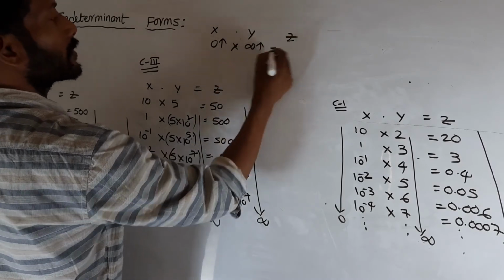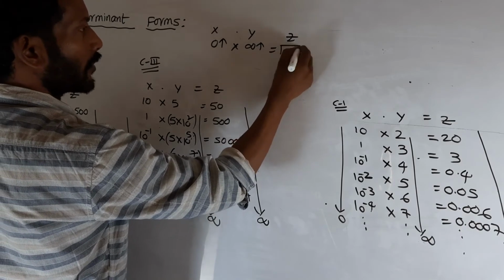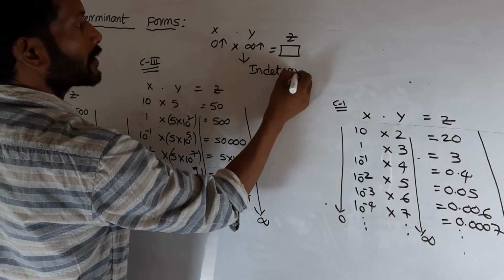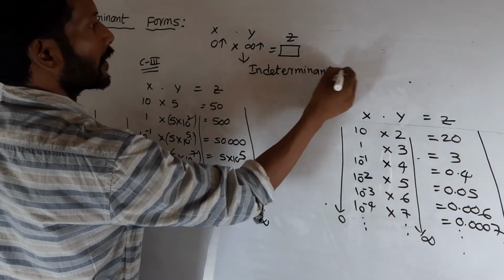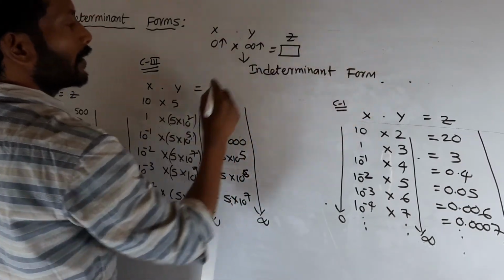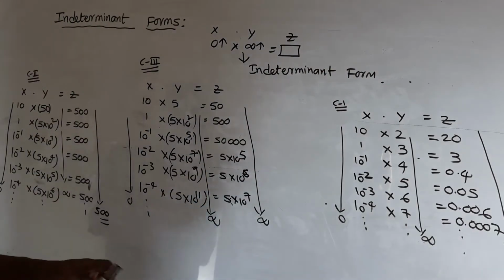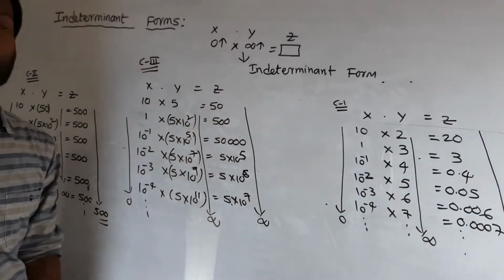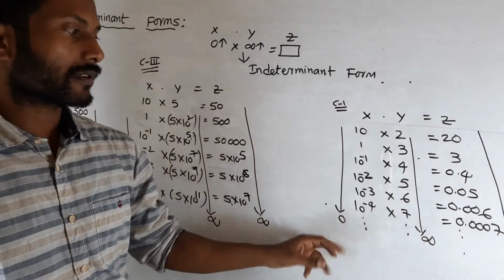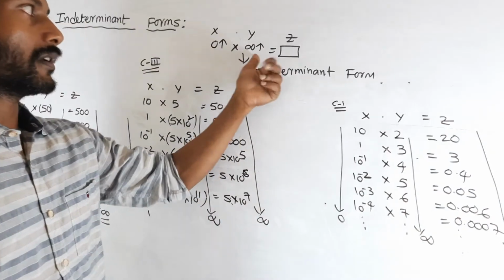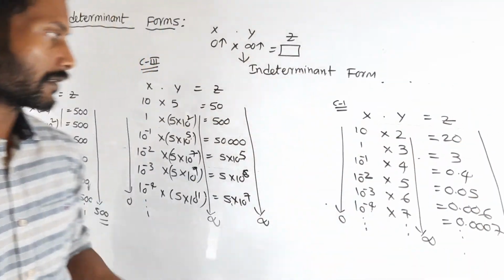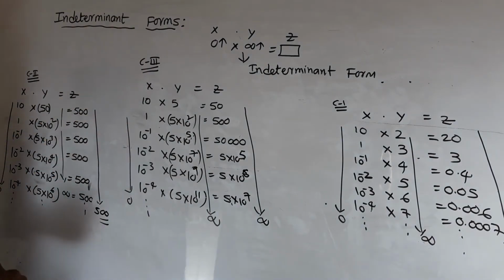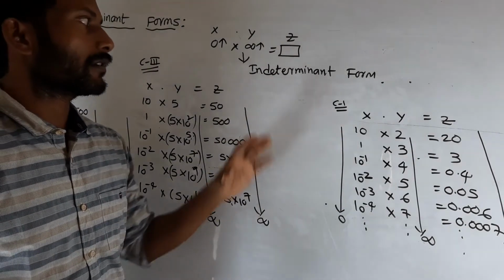Now z approaches a contradiction. So it is indeterminate form. ఎందుకంటే మనకి 3 కేసెస్ ఎక్స్ప్లెయిన్ చేశాను. కేస్ 1, కేస్ 2, కేస్ 3, 3 కేసెస్లో రిజల్ట్ డిఫరెంట్ వస్తుంది. ఎక్స్ అప్రోచెస్ 0, వై అప్రోచెస్ ఇన్ఫినిటీ తీసుకున్నాం. జెడ్ ఏమొస్తుంది, 1st కేసులో 0, second కేస్ జెడ్ ఈజ్ ఇన్ఫినిటీ, థర్డ్ కేస్ జెడ్ ఈజ్ ఫైనైట్ నెంబర్. సో దీన్ని మనము ఇండిటర్మినేట్ ఫార్మ్ అంటాం.